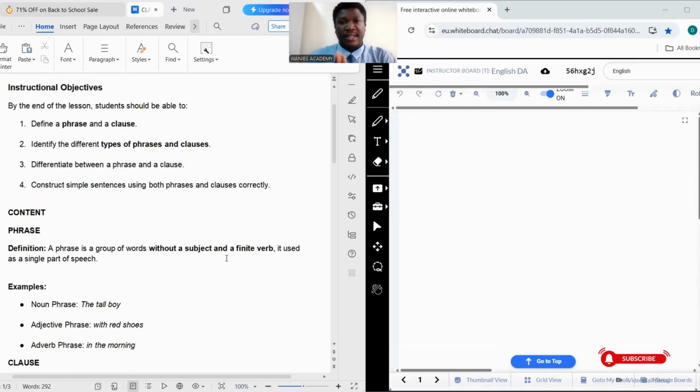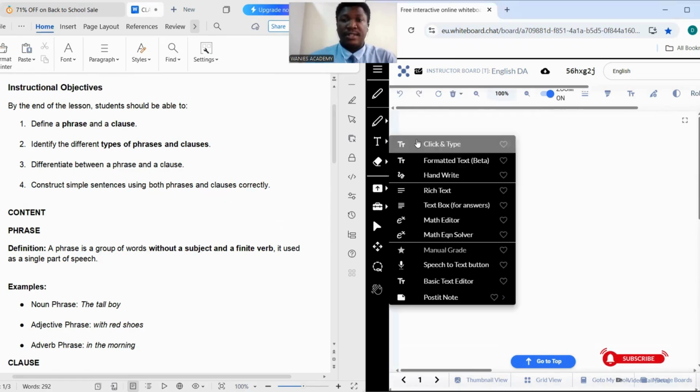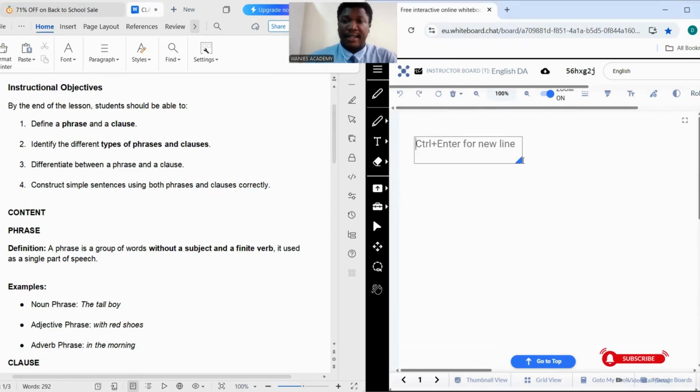Now, what is a phrase? A phrase is a group of words without a subject and a final verb. It is used as a single part of speech. Now, it is important to understand that a phrase can have either a subject or a verb. But if a phrase possesses both, it is no longer a phrase, it becomes a clause in that sentence.